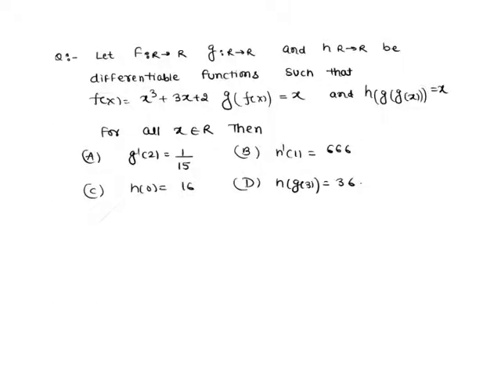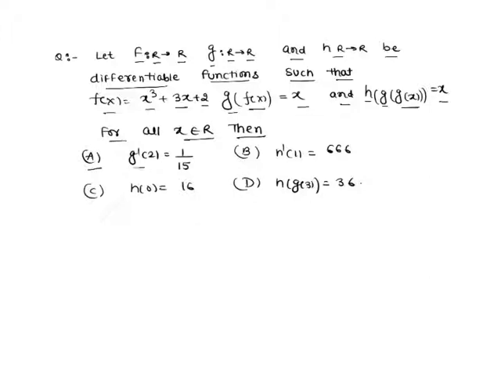Next problem: let f: R to R, g: R to R, and h: R to R be differentiable functions such that f(x) = x³ + 3x + 2, g(f(x)) = x, and h(g(g(x))) = x for all x belongs to R. Then these are the four options.